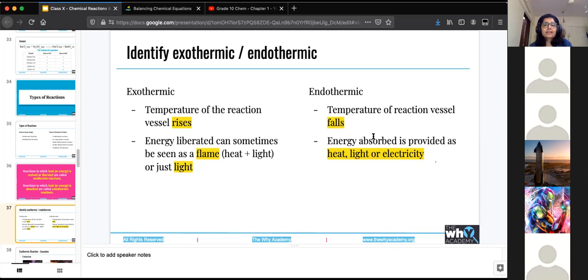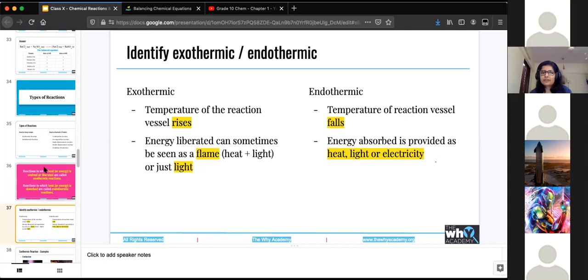Light, like if a reaction takes place only in the presence of light, and in darkness it's not going to happen, that's endothermic because it's absorbing that light energy. Or you might need to provide electricity for that reaction to happen. These are the forms of endothermic reaction.